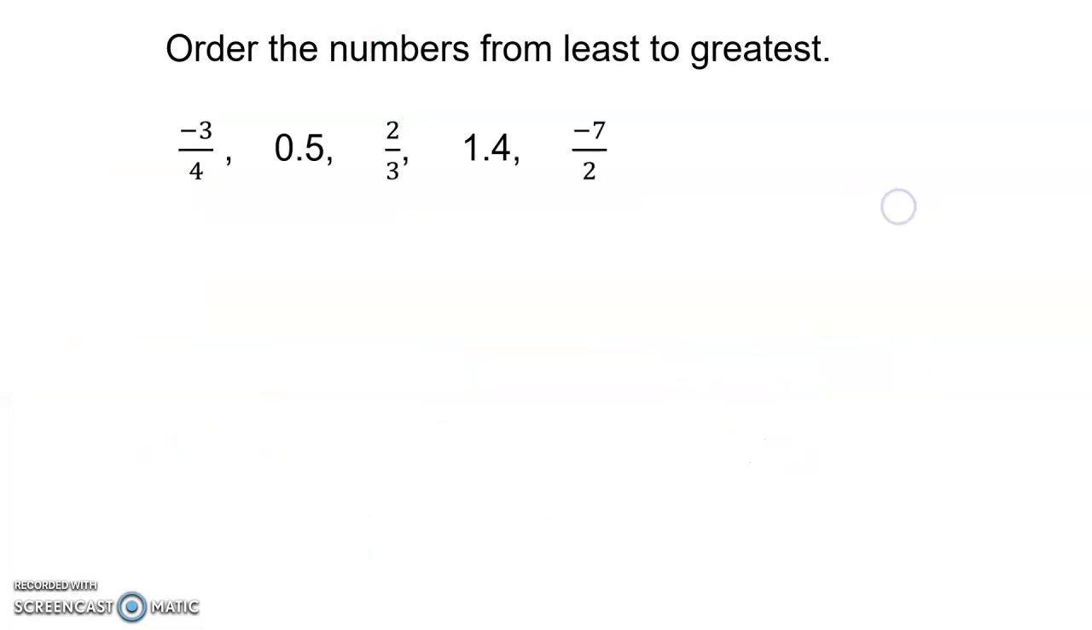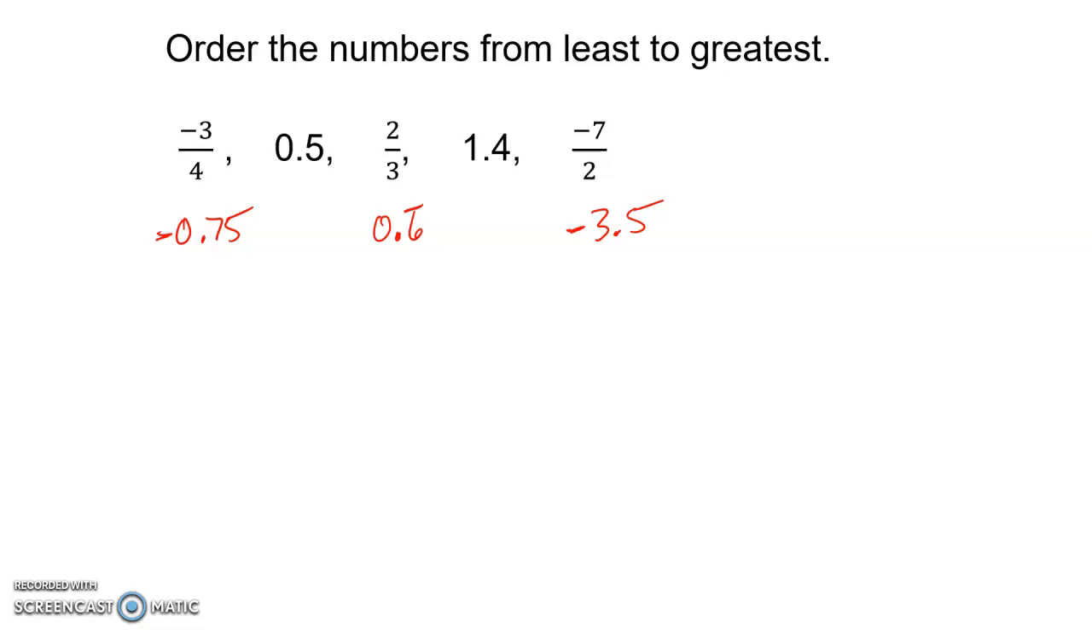All right. Then we have order numbers from least to greatest. You guys had this in the last chapter too, but now you know how to change fractions to decimals. So negative 3 divided by 4 would be negative 0.75. 2/3 is a repeating decimal. That ends up being 0.6 with a line over it. And negative 7 over 2 is negative 3.5. So I've changed those a bunch of times, so I kind of know.